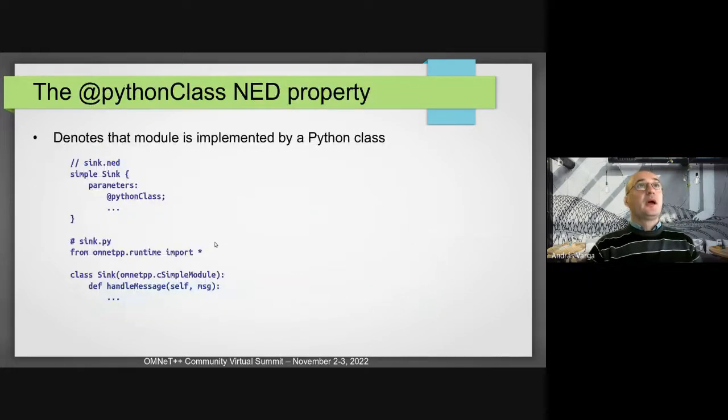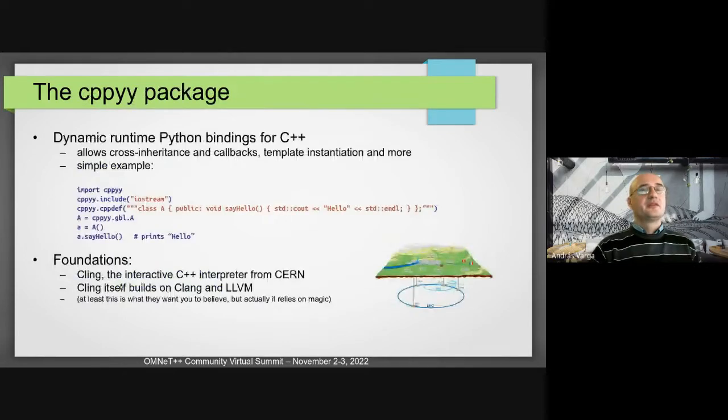We have also this Python class property. If you put this Python class property on a simple module, it means that the simple module is implemented in Python. To do it, you create a Python file, import a simulation library, and you can simply subclass from the C++ class, and write your handleMessage and initialize and other functions. But if you're wondering how this is done, then the answer comes here.